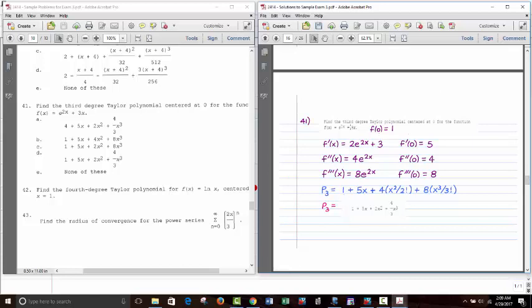So the first, f of 0, we plug it in there, will be 1. Then you have f prime of 0 is 5 times x. Then you have f double prime of 0, which is 4 times x squared over 2 factorial. Then you have the third derivative at 0, which is 8 times x cubed over 3 factorial, and simplify it from there. It looks like it's answer D.